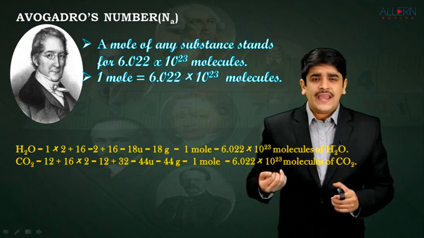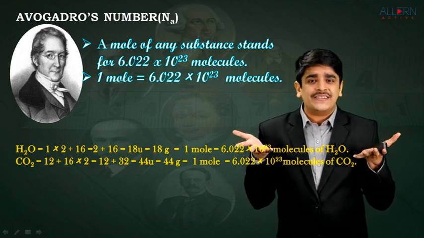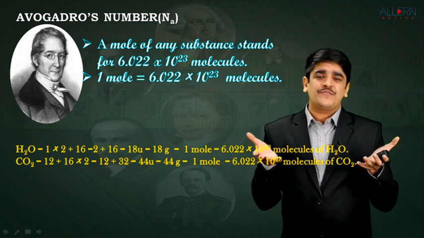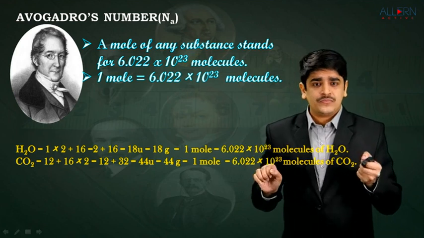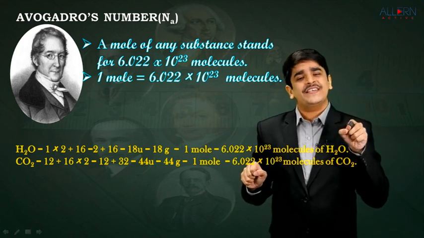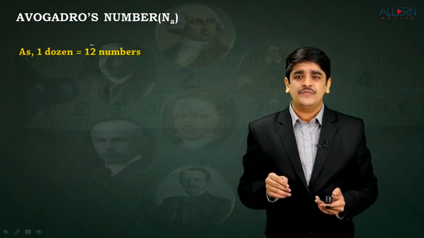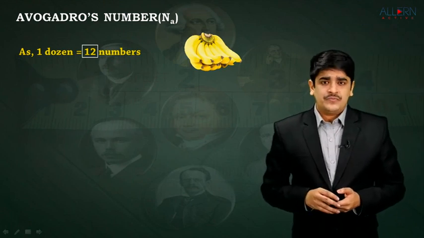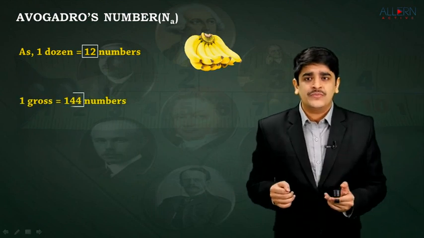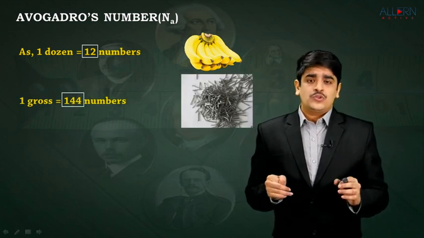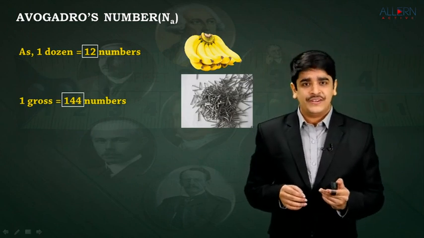Interesting, isn't it? 18 grams of water contains the same number of molecules of water as present in 44 grams of carbon dioxide. So 18 grams of water contains Avogadro's number of molecules of water. 44 grams of carbon dioxide contains Avogadro's number of molecules of carbon dioxide. Okay, let's finish off. We know in 1 dozen we have a total of 12. So 12 of any substance is obviously going to give you a dozen. A gross is 144. So 144 nails of iron, I can say I have 1 gross of iron nails.